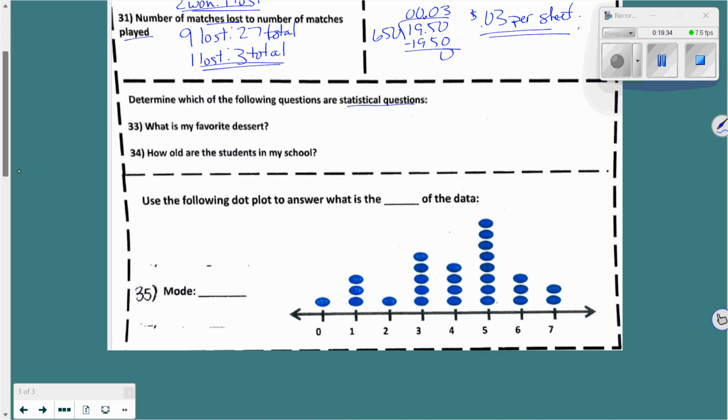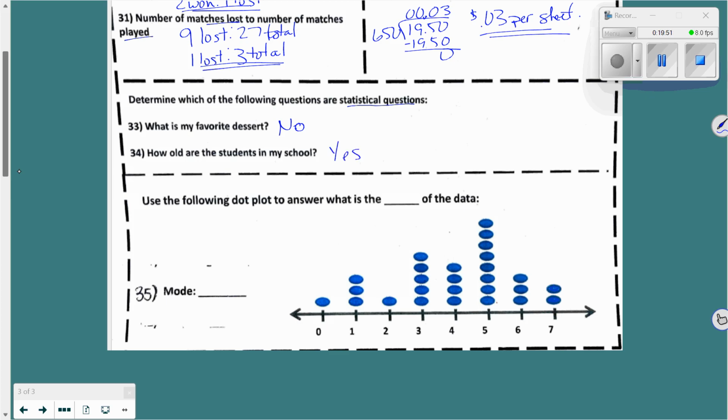Determine which of the following are statistical questions. What's the key on a statistical question? The answer varies. The answer varies. What is my favorite dessert? Does that vary? No. So not statistical. How old are the students at my school? Yes, so that is statistical.